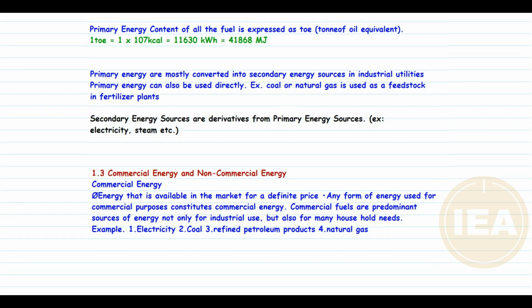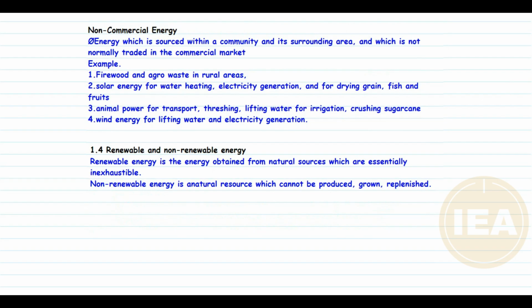Then non-commercial energy is energy which is sourced within a community and its surrounding area and which is not normally traded. So this is the keyword. Commercial energy is traded and non-commercial energy is not traded in the commercial market. Example, firewood or agro waste in rural areas. They also give energy. They are also used to cook food, but they come under non-commercial energy.